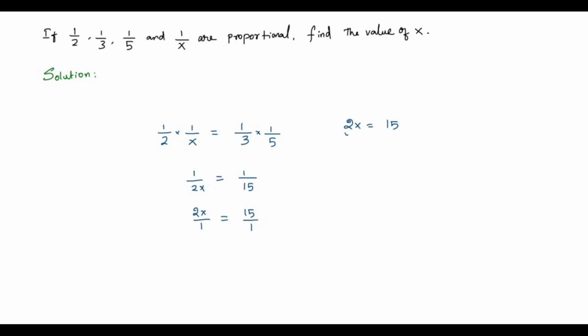So 2 and x are multiplied here. If 2 comes to the right side of the equation, it will divide 15, so x is equal to 15 by 2. So if 1 by 2, 1 by 3, 1 by 5 and 1 by x are proportional, then the value of x will be 15 divided by 2.